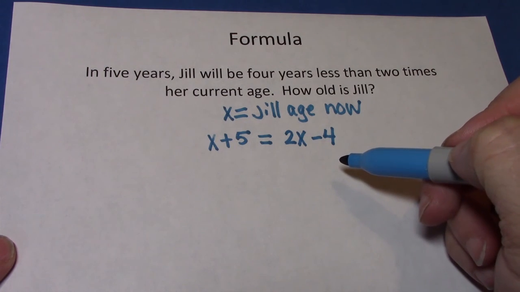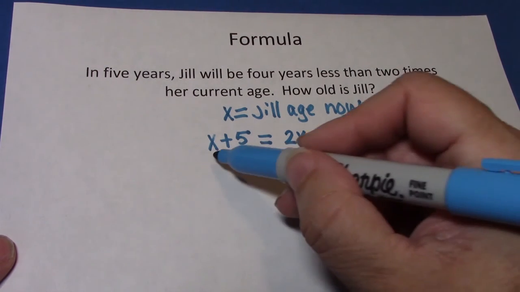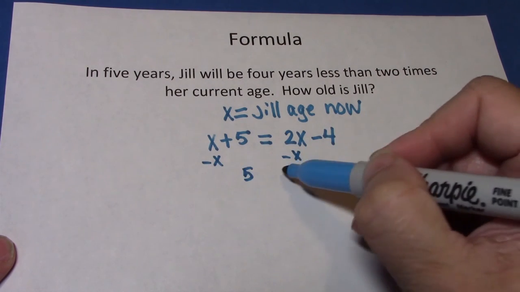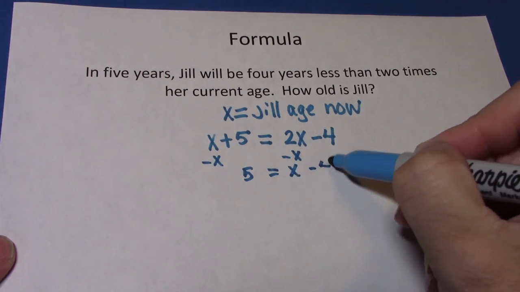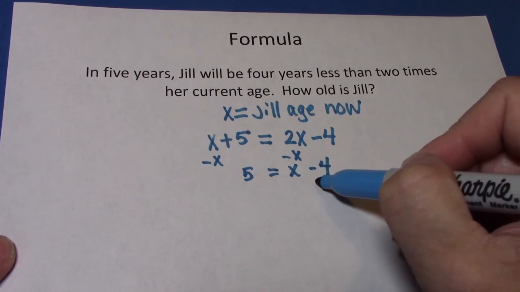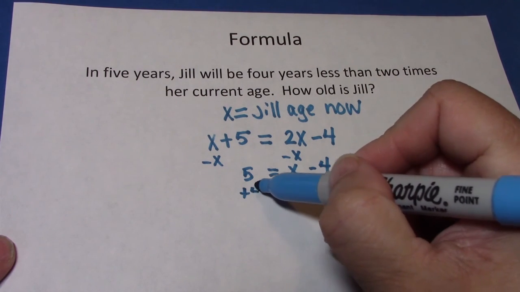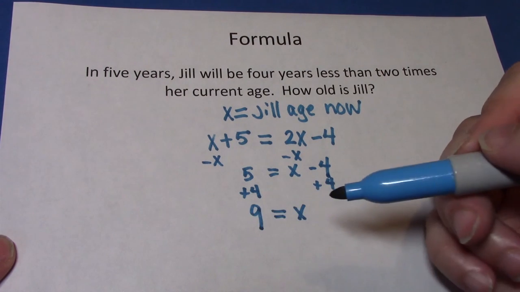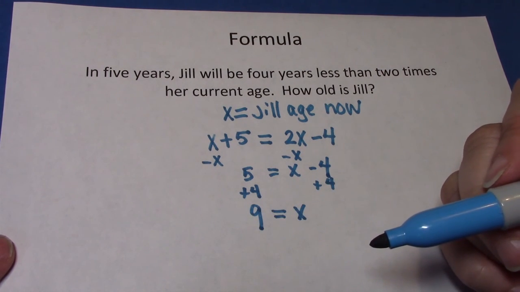We just need to solve now. We've got x on both sides. Let's take an x away from both sides. We'll get 5 equals x minus 4. Add 4 to both sides, and we'll get x equals 9. So Jill is 9 years old.